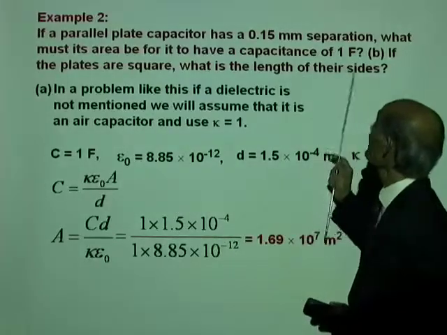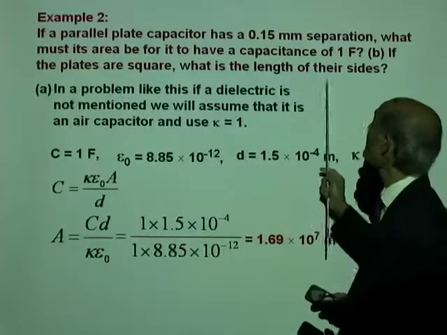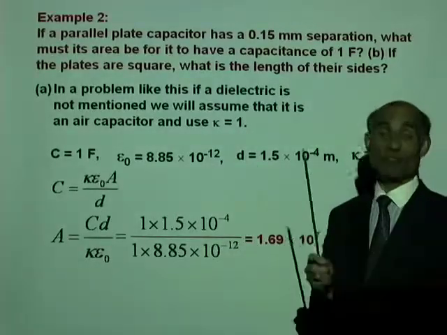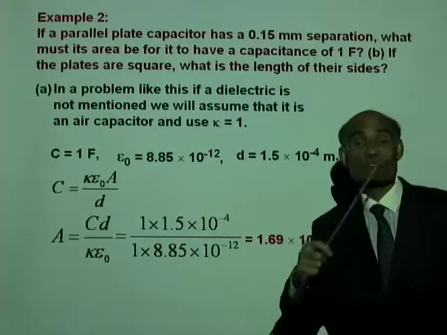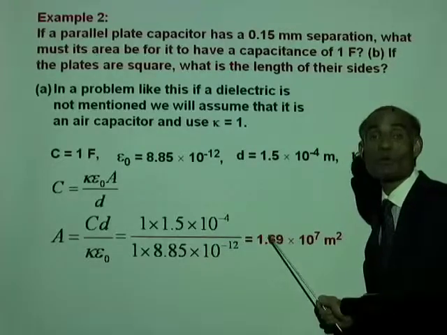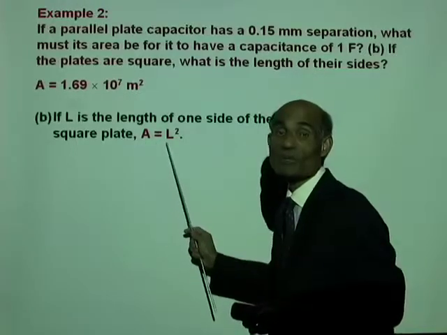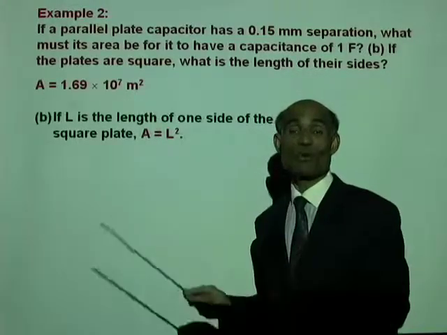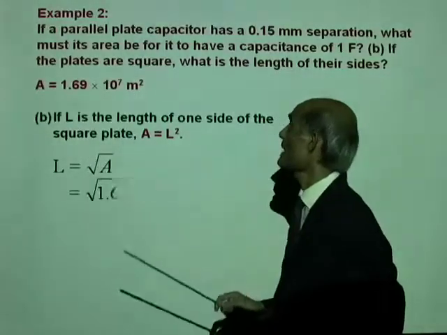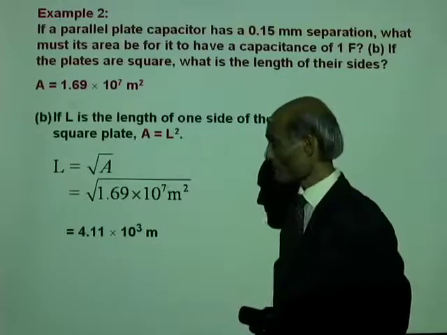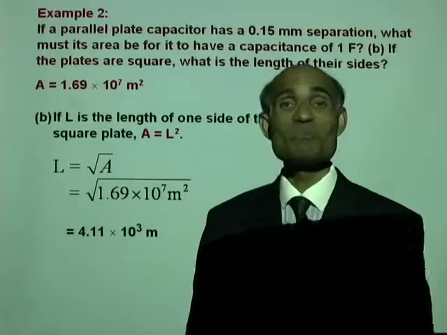Well, if the plates are made of square, it's a square plate, what is the length and width of, or what's the length of one side? If this area is the area of a square, it will be length multiplied by length, is that right? If area is known, then that area will be equal to L squared for a square. That means L equal to square root of that area. And that means it is 4.11 times 10 to the 3 meter.